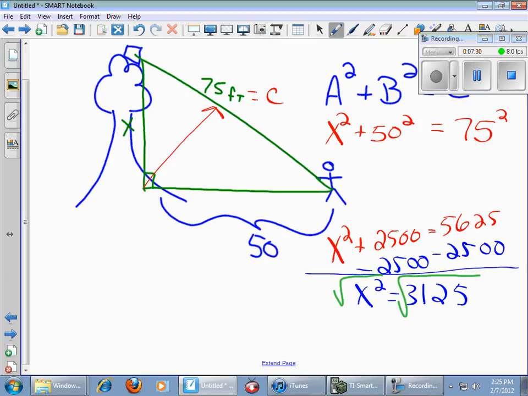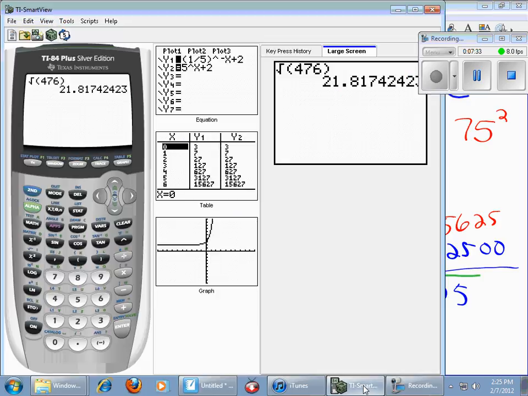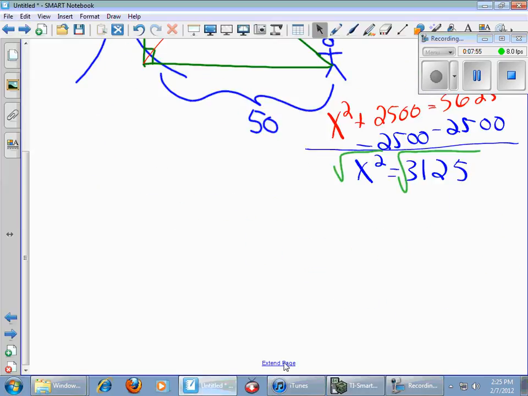All right, so I'm going to take the square root of 3,125. There we go. And it looks like the tree, if I round it to the nearest tenth, is approximately 55 and 9/10 feet tall. So x is going to equal 55 and 9/10. Now, we could convert that and figure out how many inches it is.